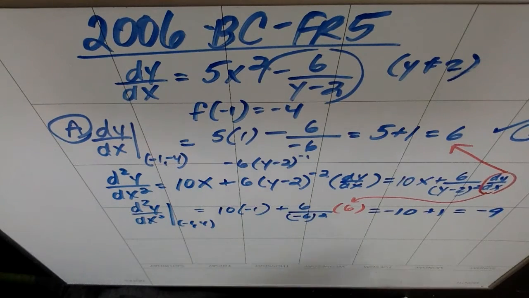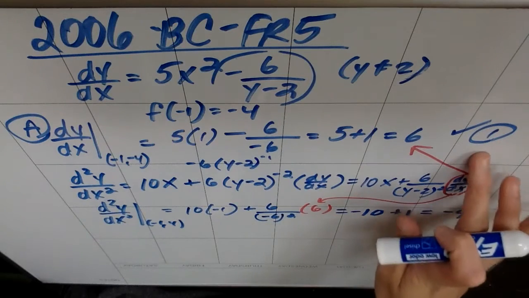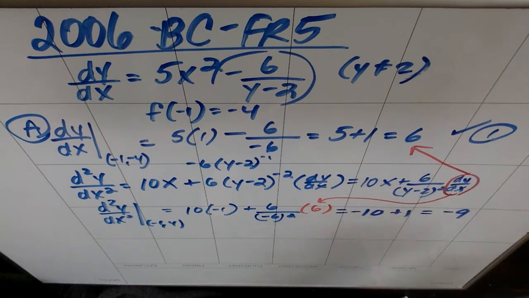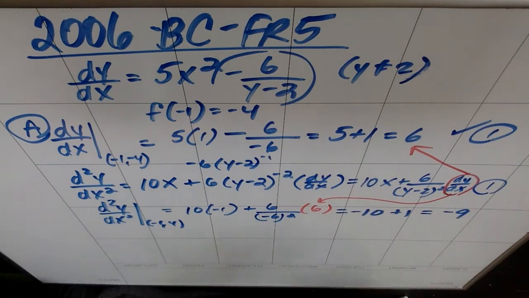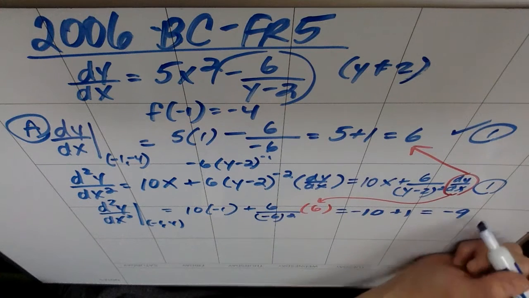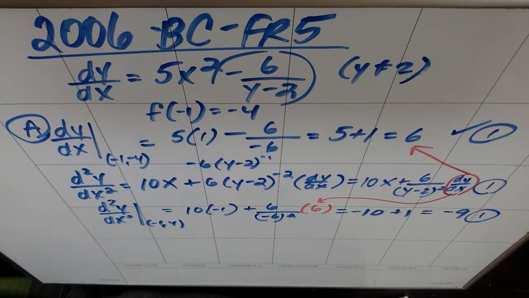So when you look at the points here, you get 1 point for evaluating dy/dx at (-1, 4). You get 1 point for finding d squared y/dx squared, but not in terms of x and y, because they didn't ask you to. And then you get 1 point for finding this answer. So that's a 3-point part A. Cool. Part B: is it possible for the x-axis to be tangent to the graph of f at some point?